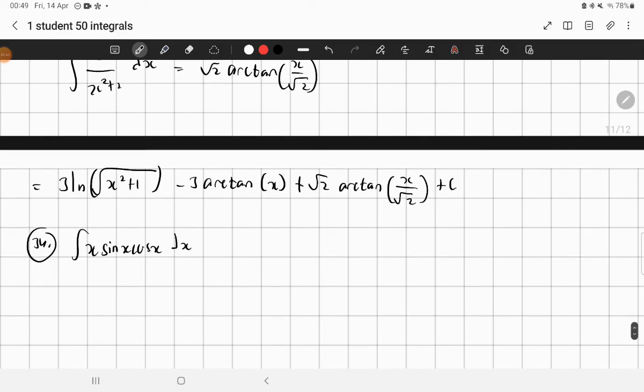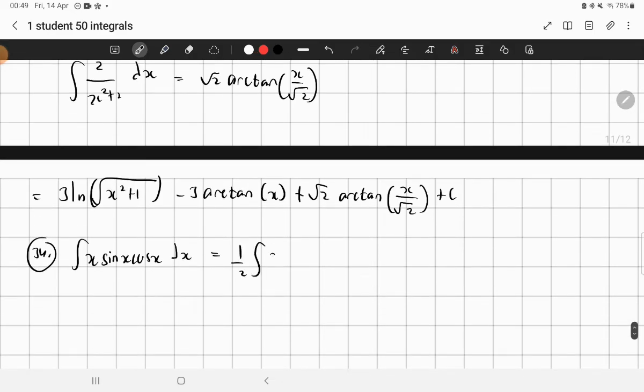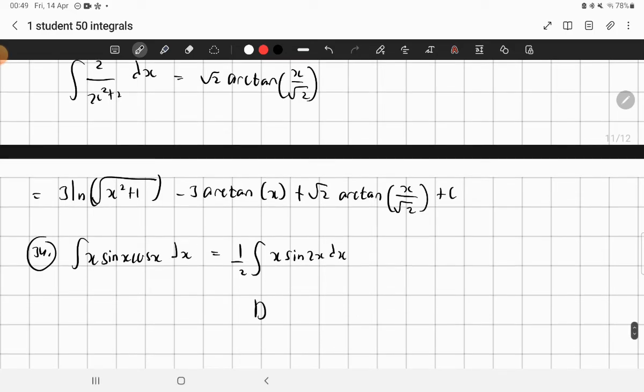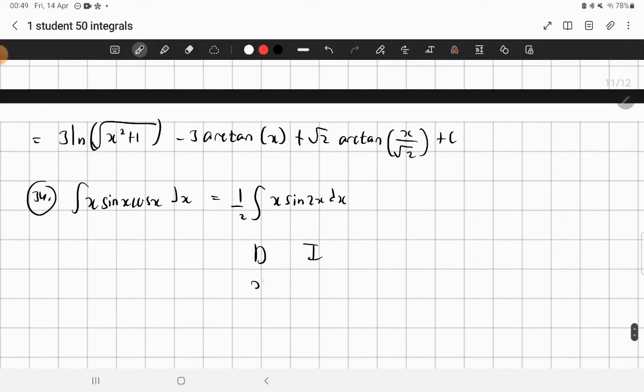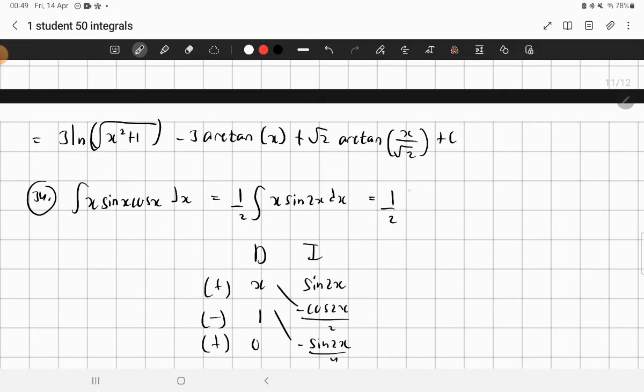And then here I could express as 1 over 2 the integral of x sine of 2x. By using the tabular method, we will obtain the following: 1, 0, sine 2x, negative cosine of 2x over 2, negative sine 2x over 4. So we will obtain 1 over 2 times negative x cosine of 2x over 2 plus sine 2x over 4 plus C.